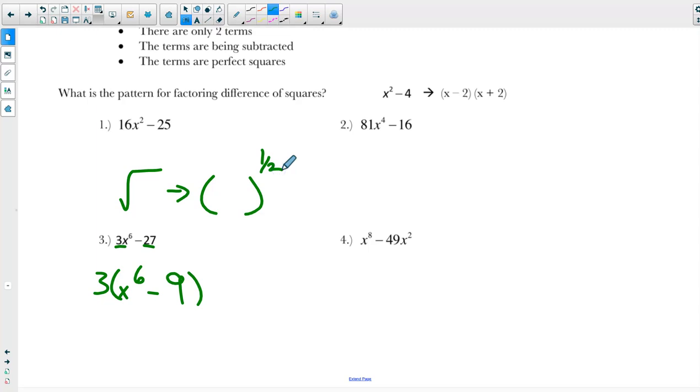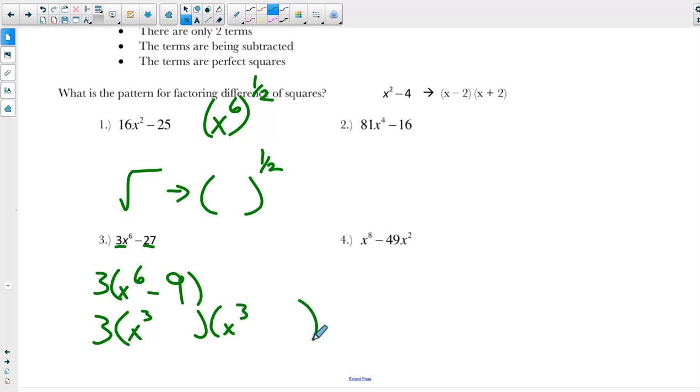Now remind me, what is x to the 6 to the 1/2 power? 3. It's x cubed. Because when you have power to a power, you're multiplying. So really you're just cutting it in half, okay? So if I'm doing the difference of perfect squares here, I would write it like this. I cut this in half and I get x cubed and I get x cubed.